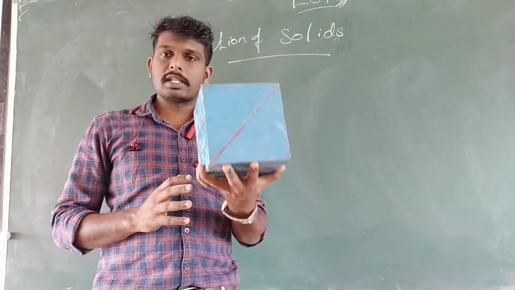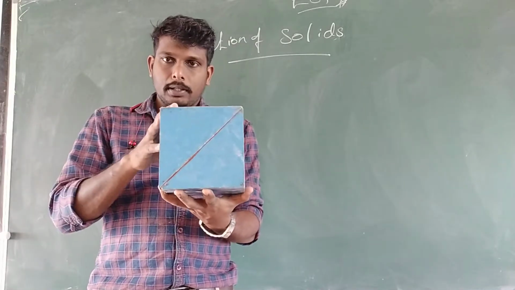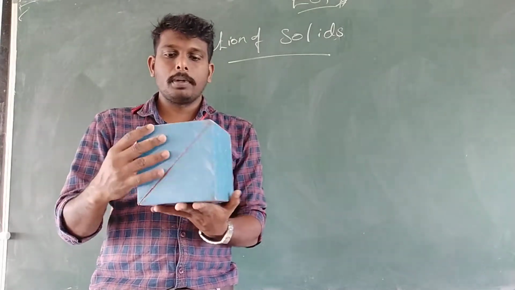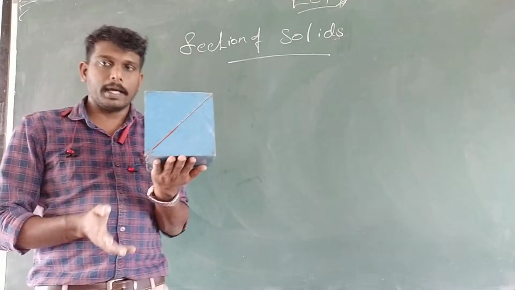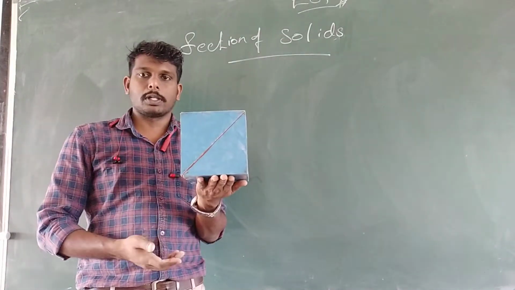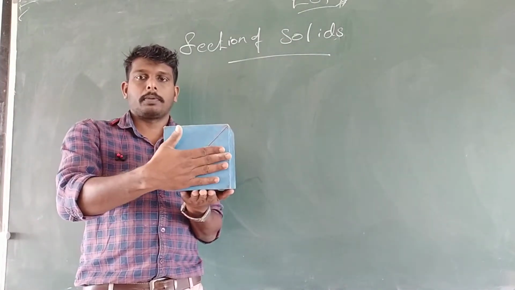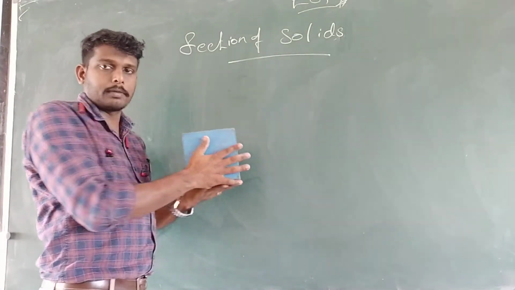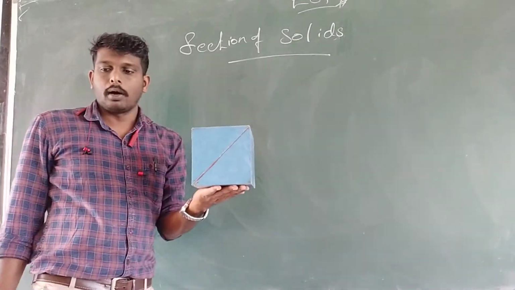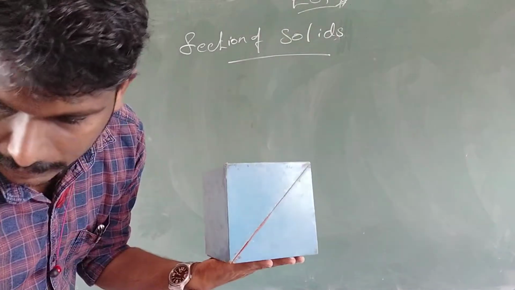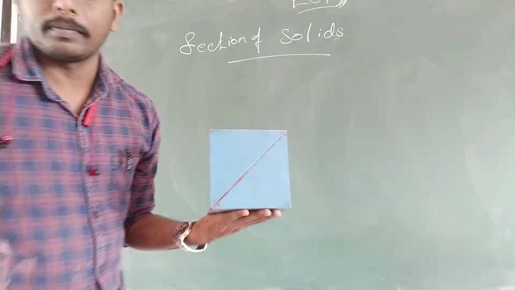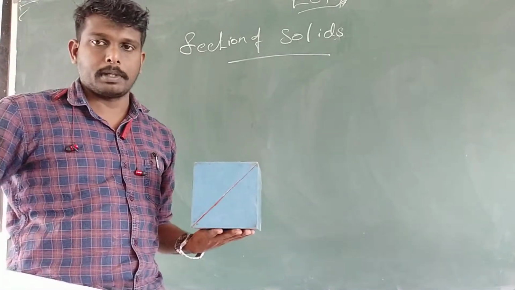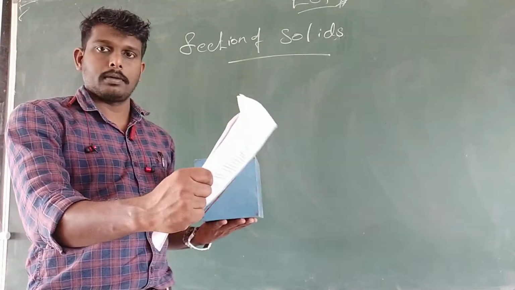Okay. First of all, this is a solid. It's a cube actually. This is a cube which is resting on HP with one of its faces parallel to VP, that is the vertical plane. Now it is sectioned by a sectional plane. Assume this paper is a sectional plane.